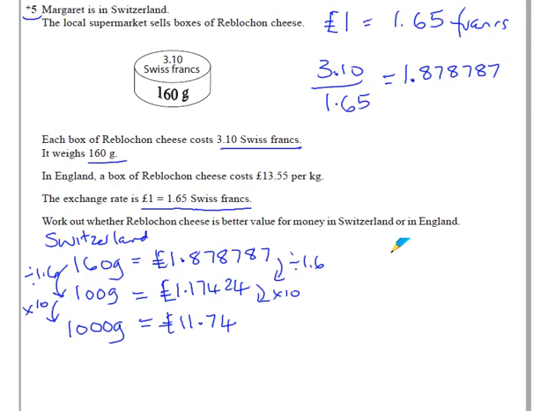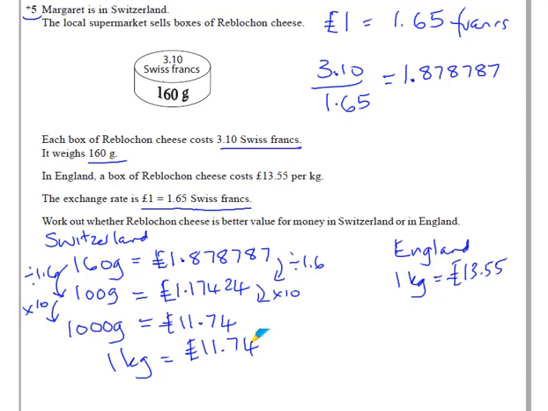In England, the cost of the same cheese, 1 kilogram, is £13.55. So in Switzerland, 1 kilogram is £11.74. So the cheese is more expensive in England.